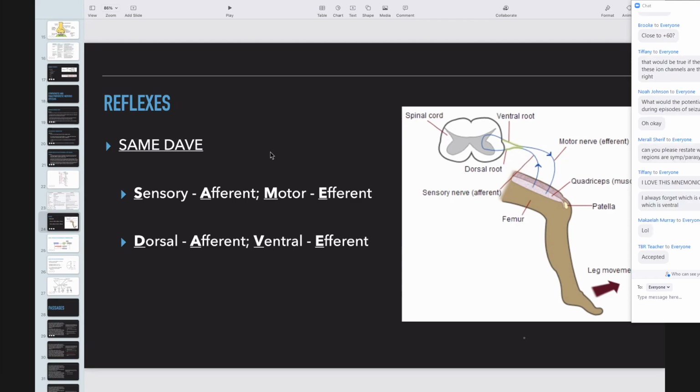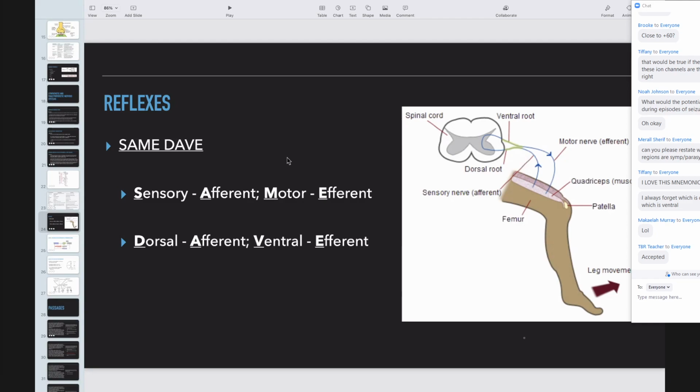The afferent nerve is accepted into the spinal cord. And then it's going to do some processing. And when it goes to the processing in the spinal cord, it's going to send something out through a motor nerve. So sensory is being accepted. Sensory is afferent. The motor neuron is going to be efferent. It's going to exit.